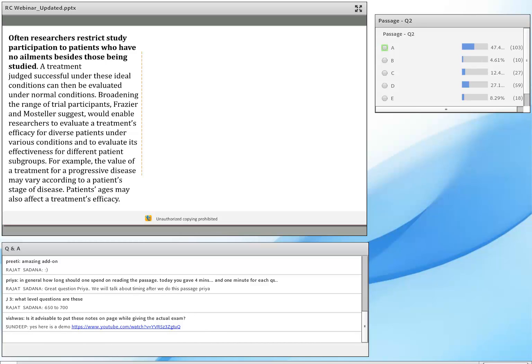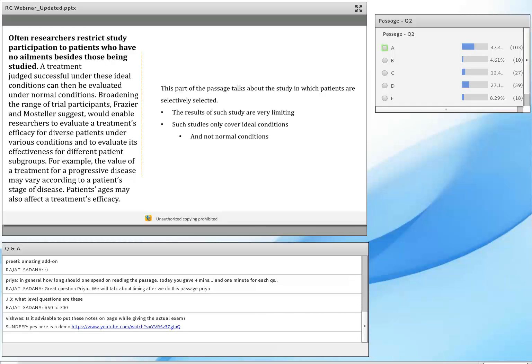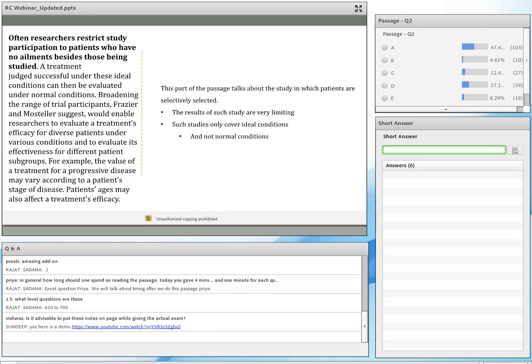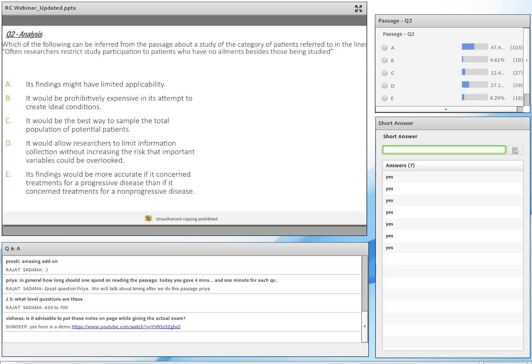Essentially, what we infer about this is that the results of those studies are very limiting, and then it leads to a 2-step process. That's my pre-thinking going into the question. Do you guys agree? The results are limiting, they cover only ideal conditions, and then you have to evaluate them again. So it's a 2-step process. When you look at the answer choices, choice A clearly is the correct answer, which about half of you actually selected.